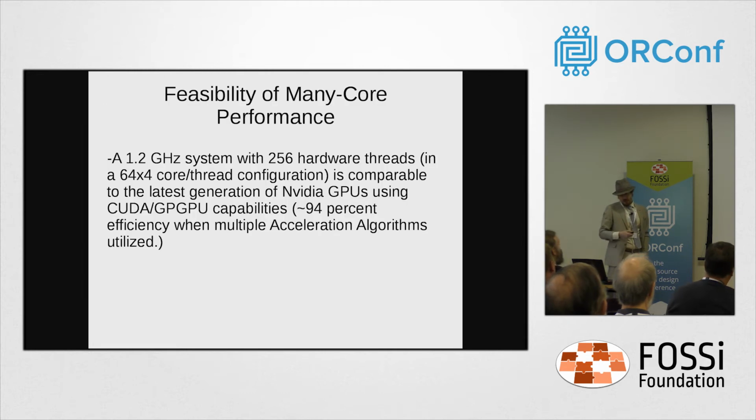So what's the feasibility of ManyCore performance? Well, a 1.2 gigahertz system, in this case I'm talking about Knights Landing, with 256 hardware threads and a 64x4 configuration is comparable to the latest generation of NVIDIA GPUs. In this case, the NVIDIA GPUs are using the GPGPU capabilities, so it's all CUDA. It's approximately 94%.